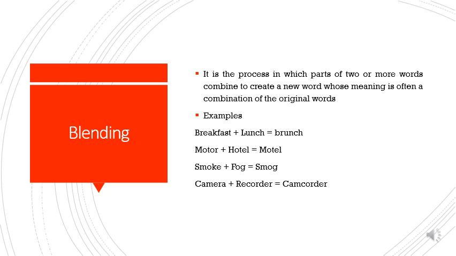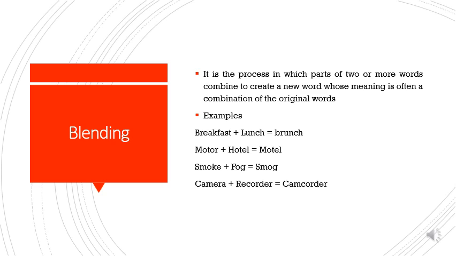Next type of word formation is blending. It is the process in which parts of two or more words combine to create a new word whose meaning is often a combination of the original words. So it is the formation of a new word by combining two words. It will be a different word, but the meaning will depend on those two original words.